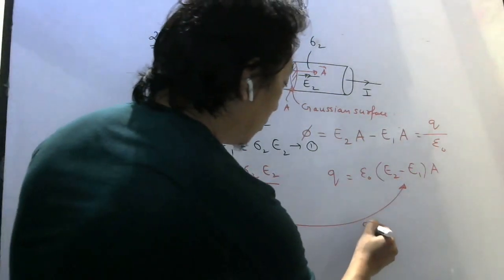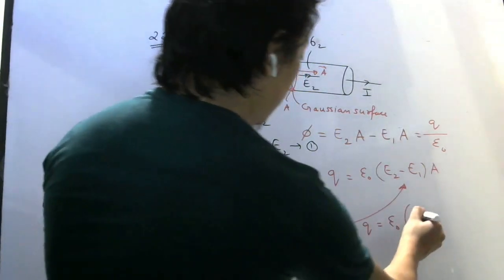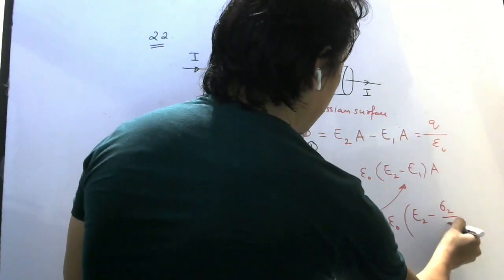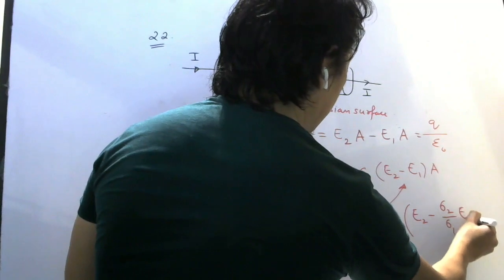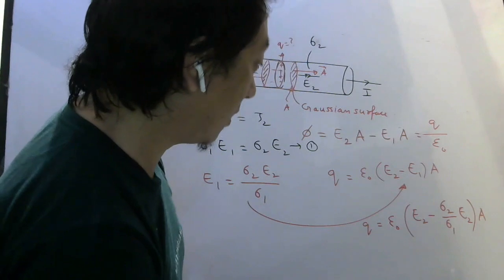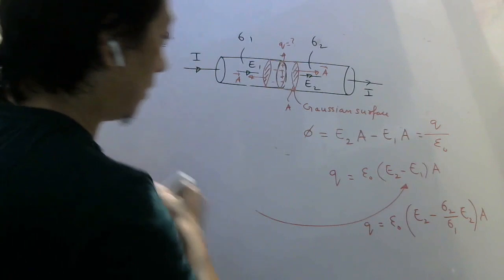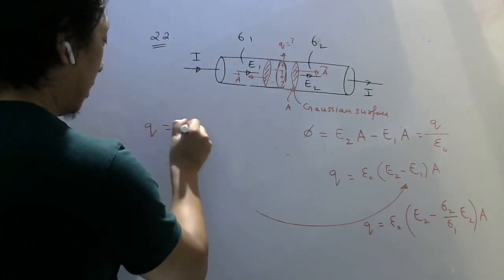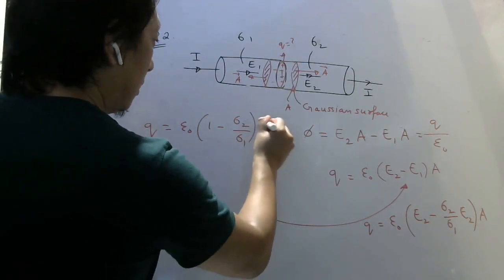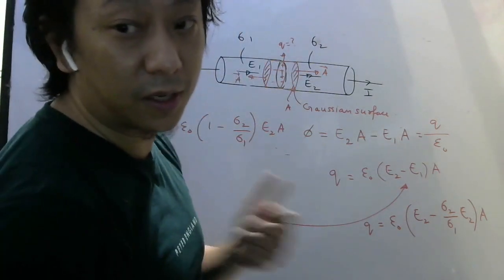So that will be equal to epsilon naught (E2 minus E1), where I can write E1 as sigma 2 by sigma 1 into E2, times A. Correct? Okay. So then if I take E2 common and take it outside, I will get Q equal to epsilon naught (1 minus sigma 2 by sigma 1) E2 into A.